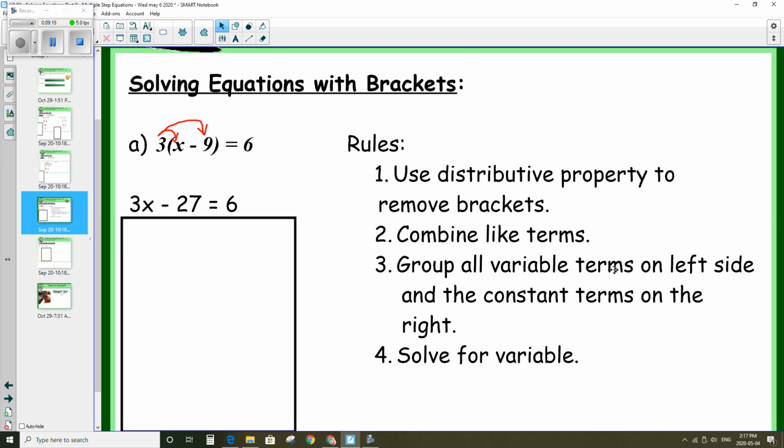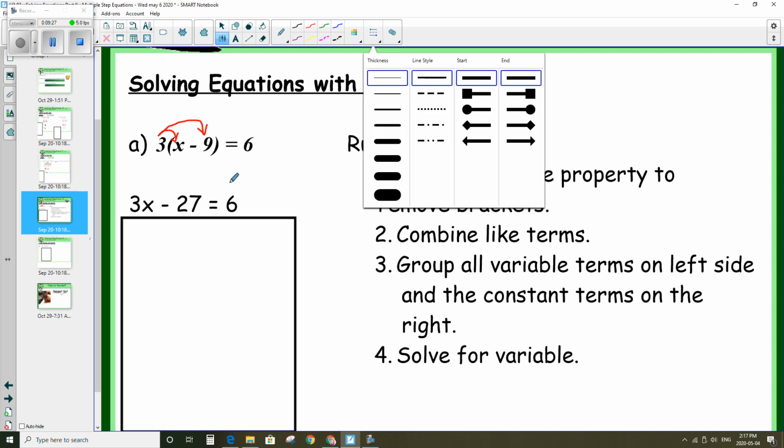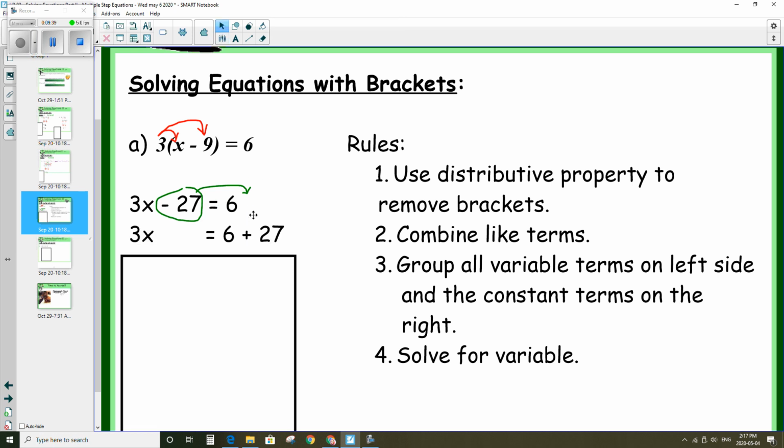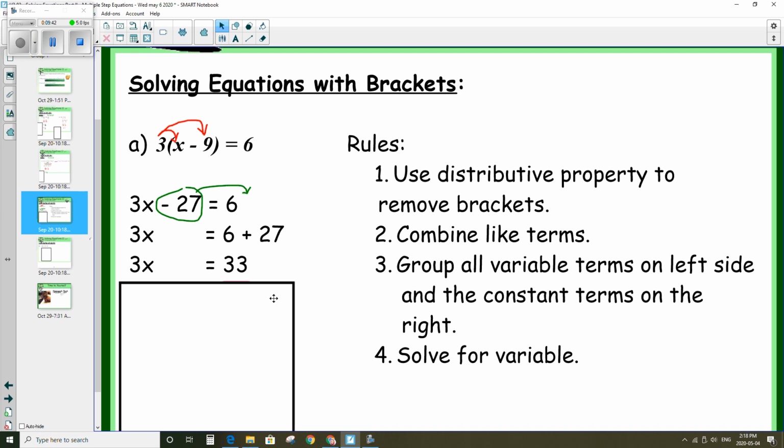Group all variable terms on the left and the constant terms on the right. So we have a variable 3x, which is on the left. That's great. That can stay there. The negative 27 needs to move to the other side. It is negative on the left-hand side. I'm going to move it over to the right, and I'm going to change that sign to a positive on the right-hand side. Okay, so we have 6 plus 27, which gives us 33.